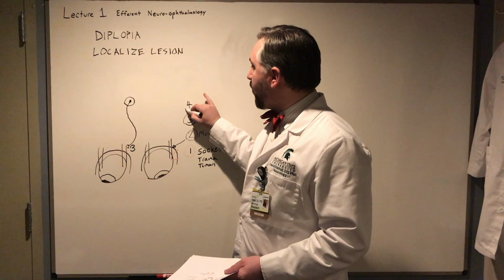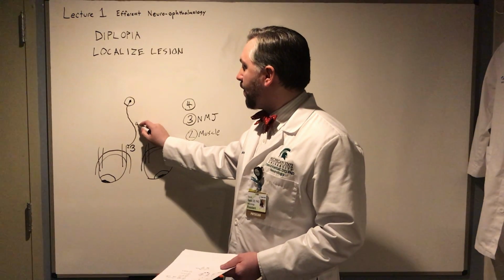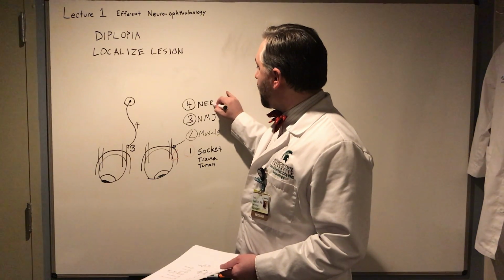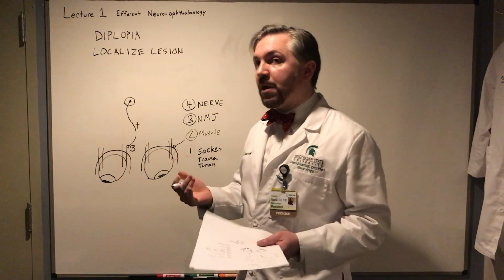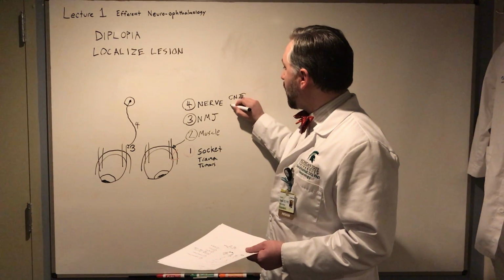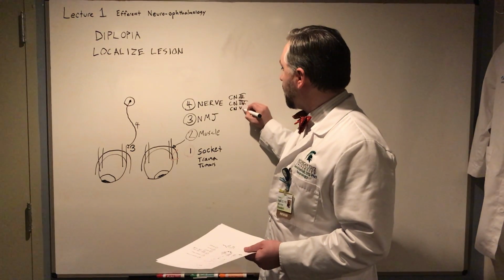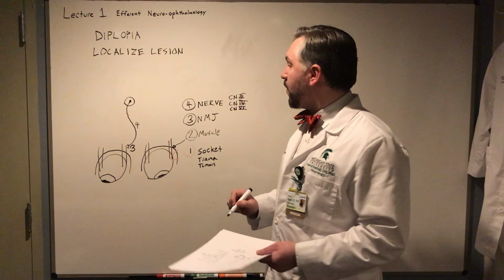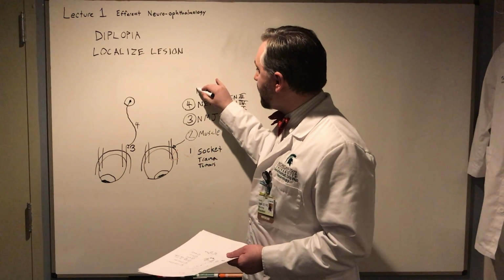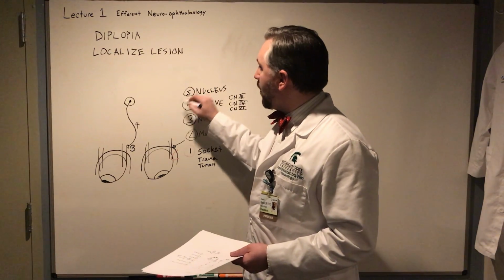Four, and the one you guys will probably be most familiar with from medical school, there could be a lesion in the nerve itself. There are only 3 cranial nerves that control eye movement: cranial nerve 3, cranial nerve 4, and cranial nerve 6. We'll be going over each of those in a little bit. It could also be in the nucleus, the origin of the nerve.